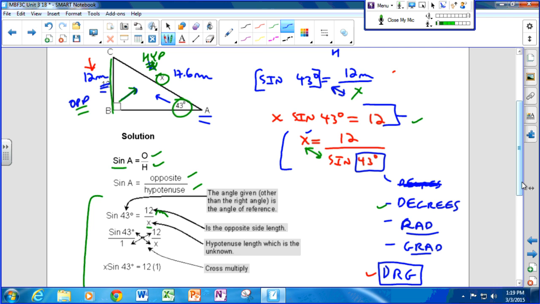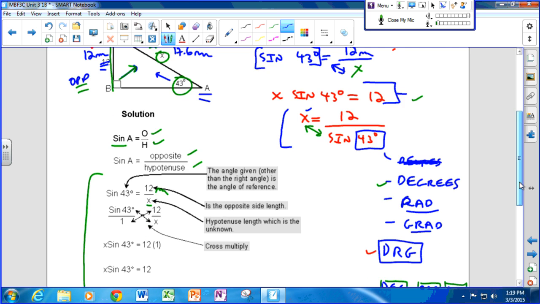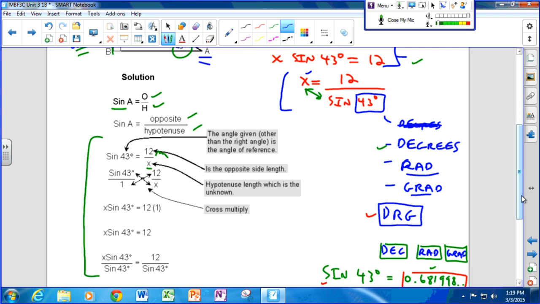It's one of those things. Let's put it this way: in all of my schooling, degrees and radians were all I really used. We learned a little bit about gradients, and I did a few calculations, and then was glad that I didn't have to worry about it. Anyway, if your calculator is not in degrees mode, you're not going to get the right answer.